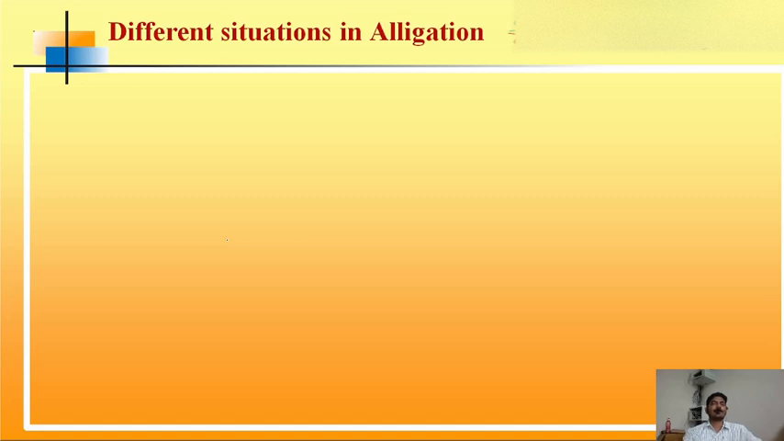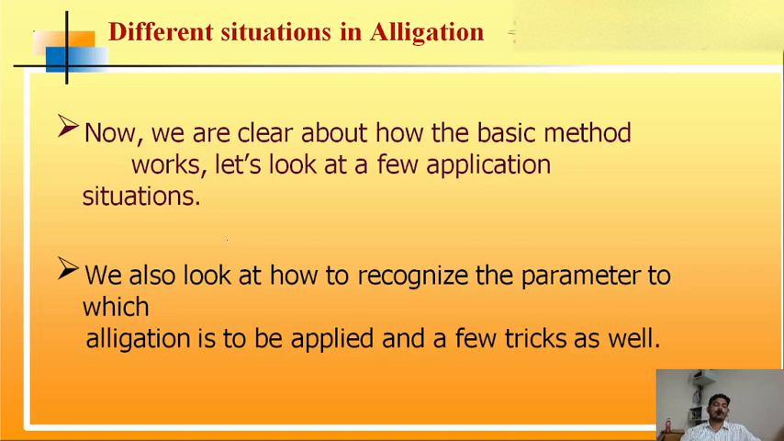Let us try to see the different situations in allegation problems. Once we are clear with how the basic method works, let us solve the application problems. We will also look at how to recognize the parameters to which allegation should be applied, with a few shortcut tricks.